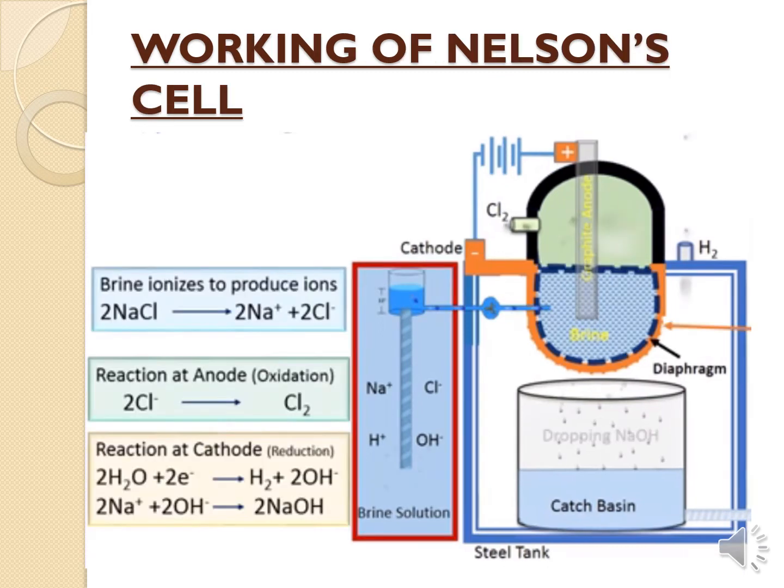In brine solution, we have two negative ions, that is chloride ions and hydroxide ions. Of these, only chloride ions will move towards the anode. They will lose electrons and convert into chlorine molecules, as shown in the reaction at the anode.